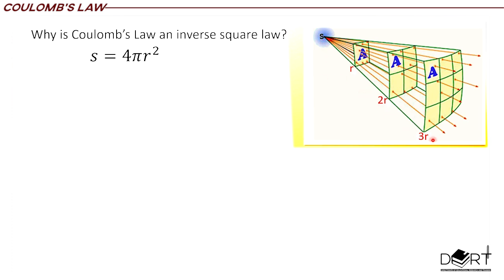Similarly, if the radius is 3r, that means I am 3 times as far away from the source, then it becomes 3r whole thing square, which is 9r square, which means 9 times the area in this case. And therefore you can see there are 9 of these over here. Now, that must be just simple mathematics. What is the implication of this?